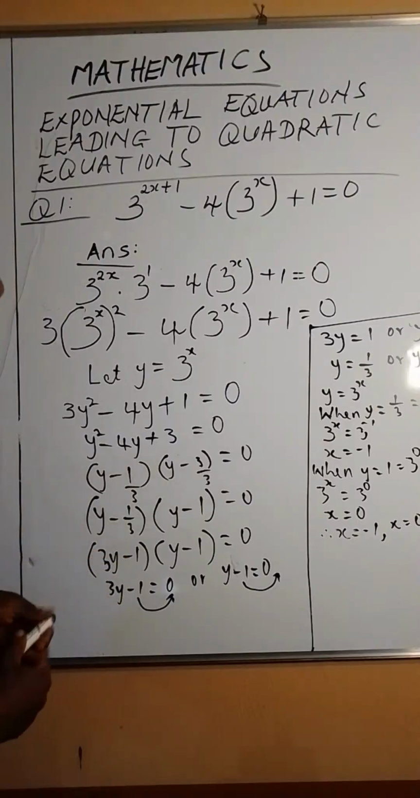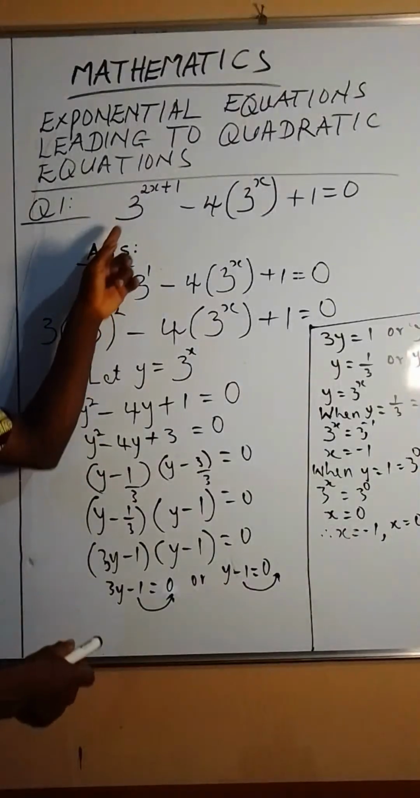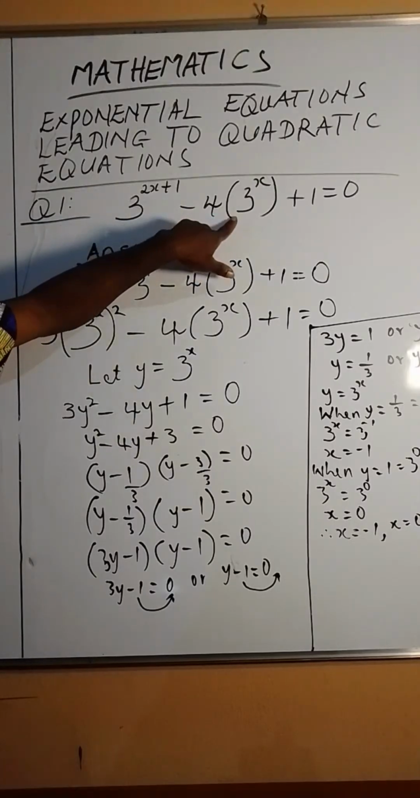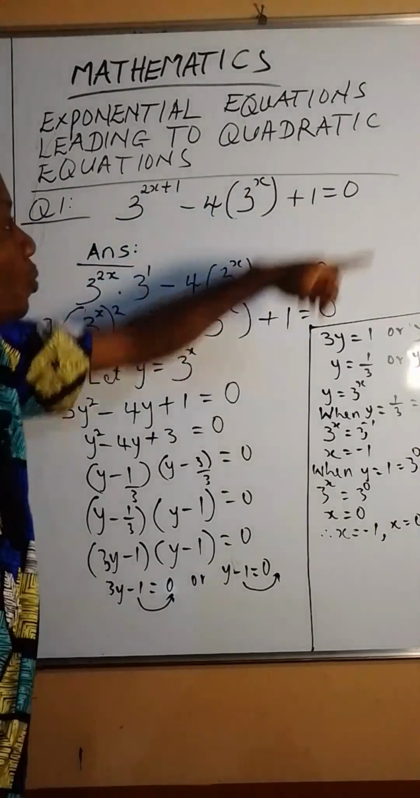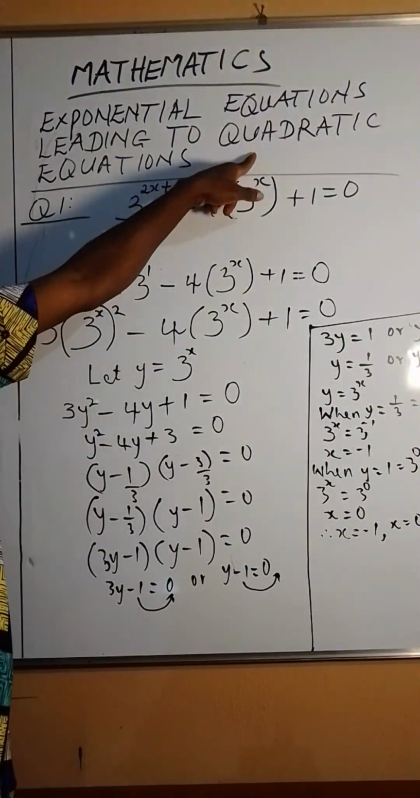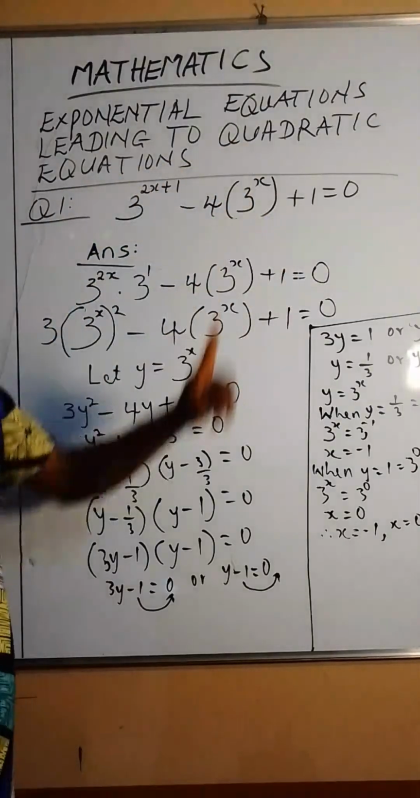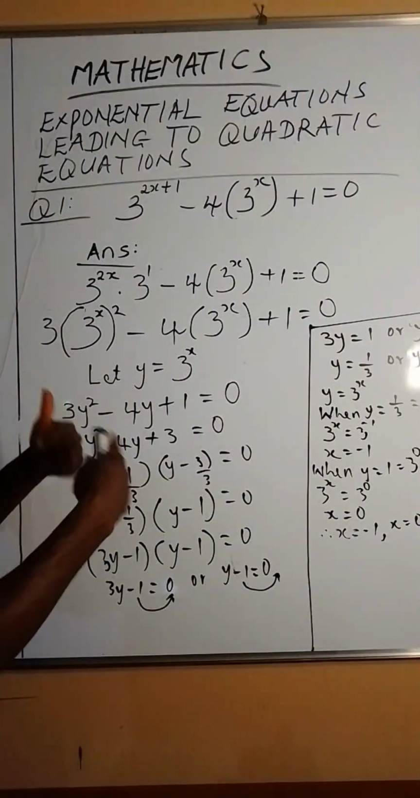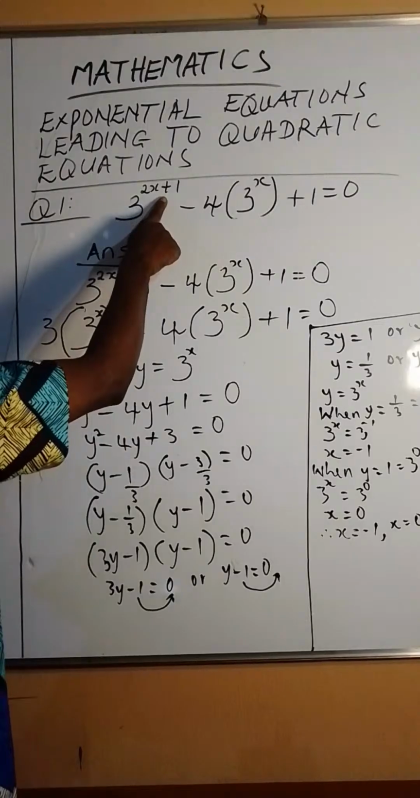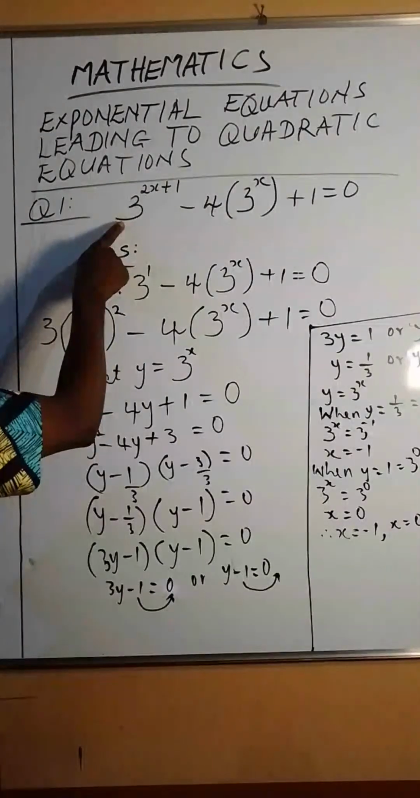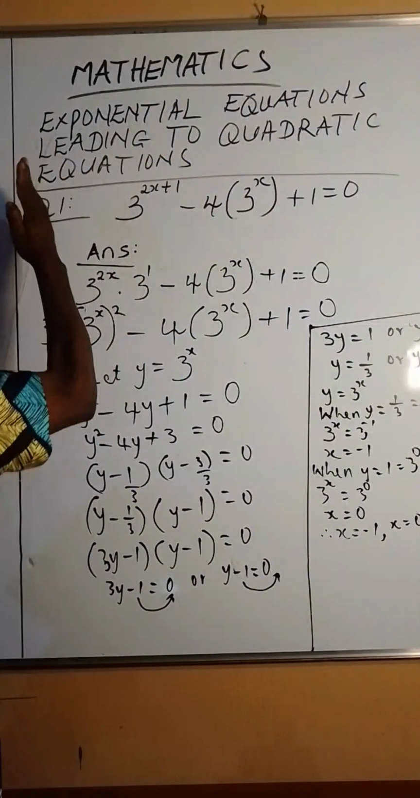Now, before I move on, let us quickly review what we have done so far. Here, we are given 3 raised to 2x plus 1, minus 4 times 3 raised to x, plus 1 equals 0. This is an exponential equation, but this type will always lead us to quadratic equations. So here, what we'll do is reverse the law of indices. This is the law of multiplication that led to 2x plus 1, that led to 3 raised to 2x plus 1. So we break it.